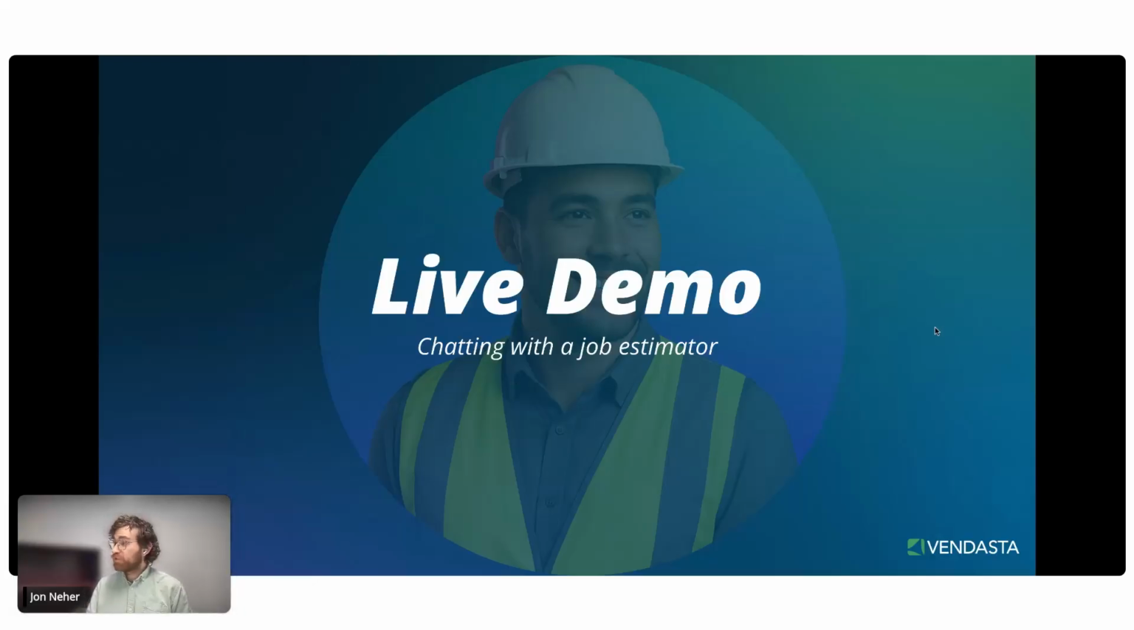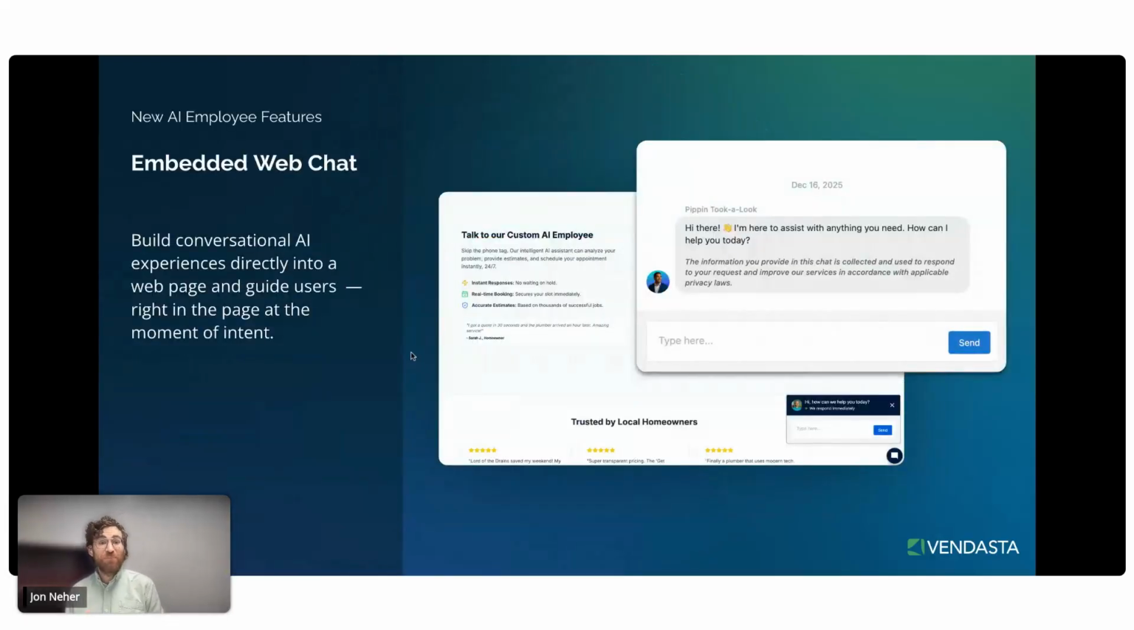One of these things that we've just released is the ability for that embedded web chat. Like I said, it's going to make it so that you can build conversational AI experiences directly into a web page, and then you can guide users at the right moment. And I really like this embedded option as something that you might do for a squeeze page, or maybe you're on a really specific page about a different type of service. And this is a great way to signal that you have an AI employee that is there to work with a little bit more knowledge and intent.